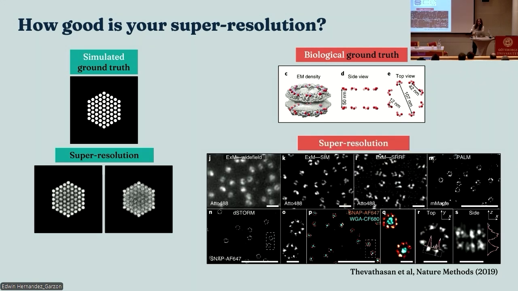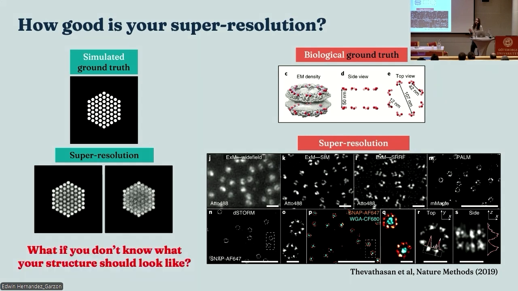And there was a beautiful paper from 2019 from Jonas Ries's group where they actually benchmarked loads of different super resolution methods on how well they could image and recapitulate the structure of nuclear pore complex. Okay, so we can tell if our super resolution image is good. We have these systems. But huge problem here, what if you don't know what it should look like, which is the whole point of doing microscopy, right? We don't do microscopy to get something we already know.